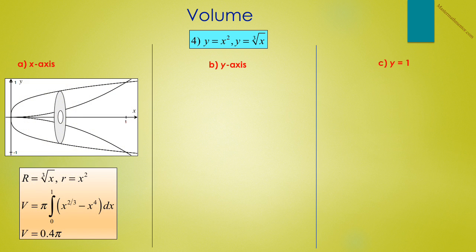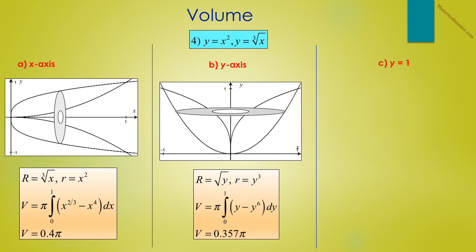We first rotate about the x-axis, and we see by the graph that this is a washer situation. The outside radius and the inside radius are both the y variables, with capital R being the cube root of x and small r being x squared. So therefore V equals pi, the integral from 0 to 1, of capital R squared, which is x to the 2/3, minus little r squared, x to the 4th, dx, which is 0.4 pi.